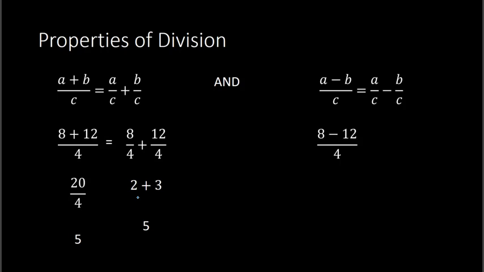And we'll do one with subtraction. If we had 8 minus 12 over 4, that is the same thing as 8 over 4 minus 12 over 4. I can split it up into two fractions. On the left side, 8 minus 12 over 4, 8 minus 12 is negative 4. Negative 4 divided by positive 4 would be negative 1. On the right side, 8 over 4 is 2, and 12 over 4 is 3, so I have 2 minus 3, which would also equal negative 1. So we have verified that this property is true.